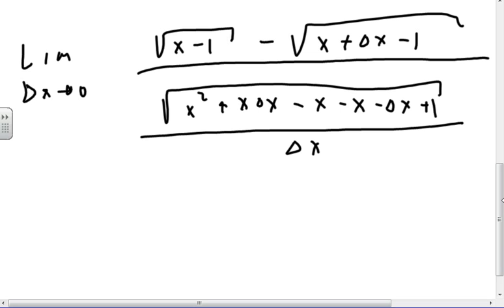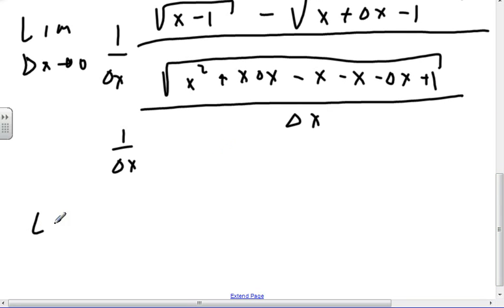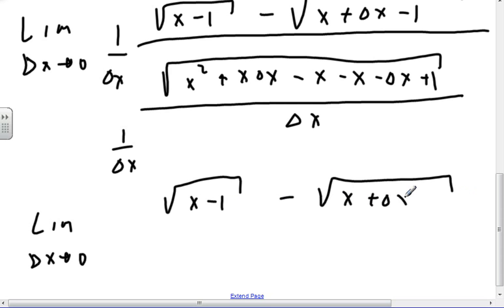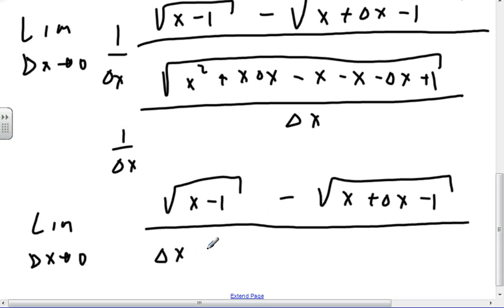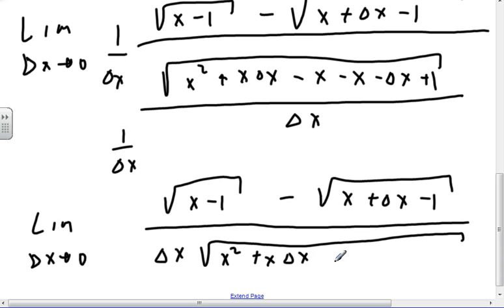Okay, we're going to multiply the top and bottom by 1 over delta x. All right. Now I'm going to have the limit as delta x goes to 0 of the square root of x minus 1 minus the square root of x plus delta x minus 1, divided by delta x times the square root of x squared plus x delta x minus 2x minus delta x plus 1. I certainly don't see that helped me any.